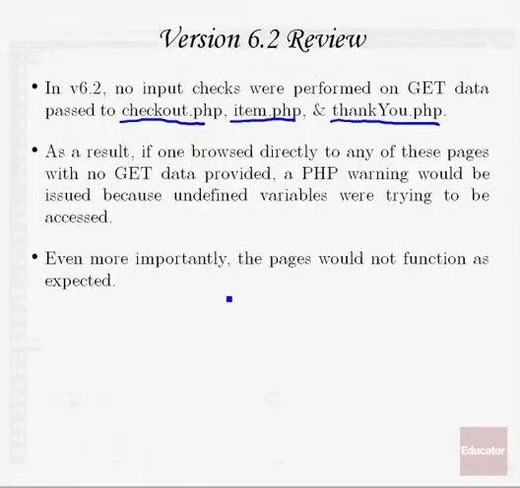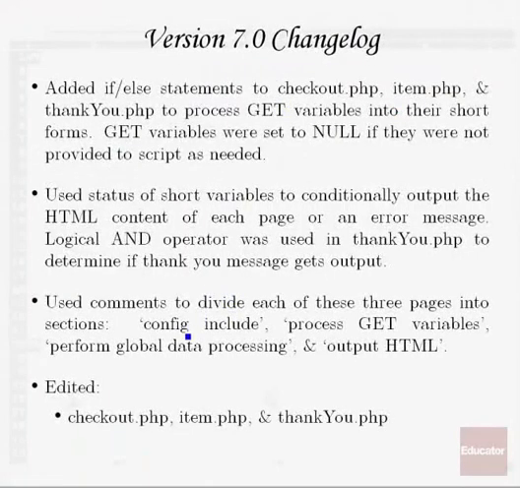So what we're going to do in version 7.0 is make use of the if-else statements that we learned about. We're going to use the isset construct that we've learned about. Basically, what we're going to do is some basic validation on our GET variables. We're going to test that any GET variables that are required by a particular script, in this case checkout.php, item.php, and thankyou.php, actually exist and were passed in, and we're going to do that using the isset function. And if they're not set, we're going to set them to null by default.